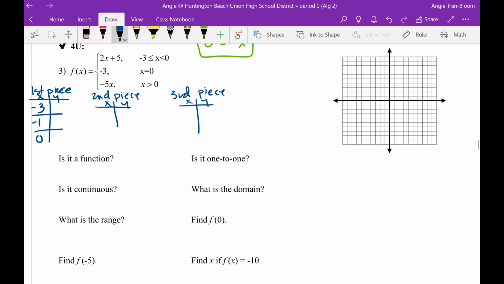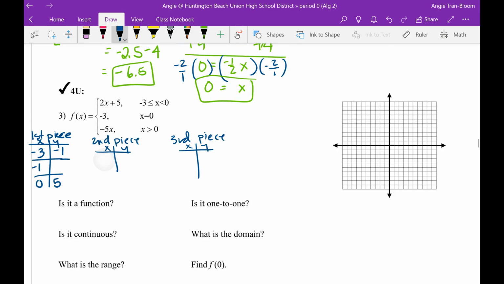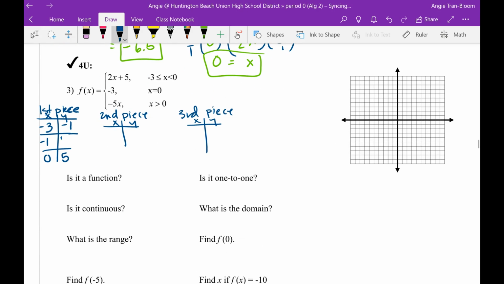When you pick -3, -3 times 2 is -6. -6 plus 5, what's that first output? -1. Okay. When you pick 0, 0 times 2 is 0 plus 5 is 5. Okay. This is your first piece. Then -1. When you pick -1, 2 times -1 is -2 plus 5. What's that output right there for those of you who picked -1?